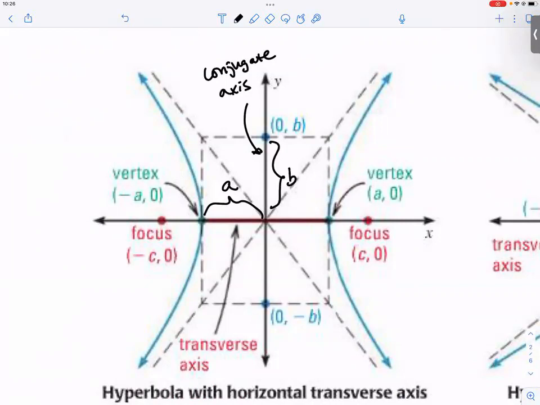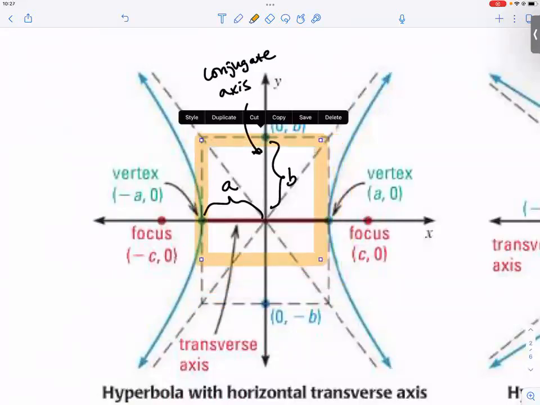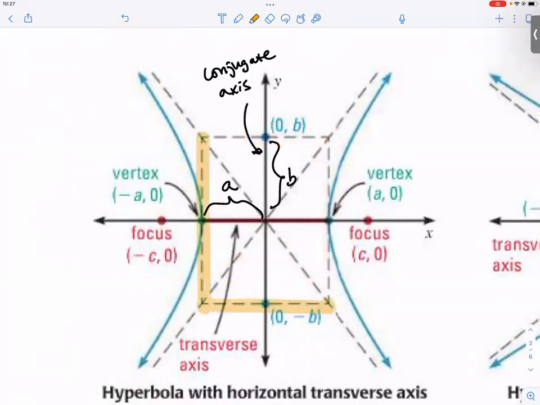Now, it's very important that you know the A and B values, because if you know the A and B values, you can create something called the box. This is the box. Although it's two-dimensional, we still call it the box. Now, why is it important to create the box? Because after you have the box, which has a length and width of 2A and 2B, you can then draw the diagonals.